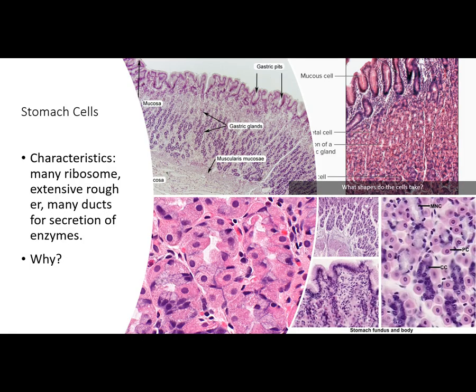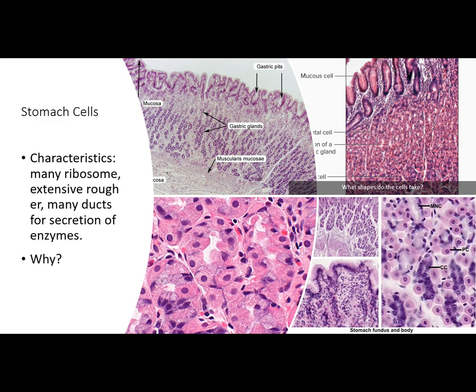The next kind of cell that we're going to talk about is a stomach cell. The characteristics of a stomach cell are many ribosomes, extensive rough ER, many ducts for secretion of enzymes. And again, I want you to pause the video, look at your notes, and tell me why.